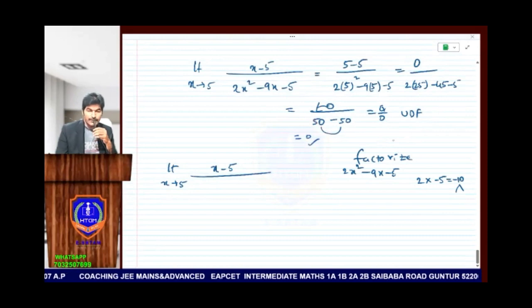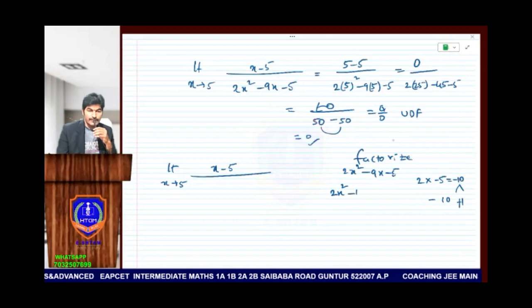You have to find two numbers. 10 and 1 are two numbers. Minus 10 and plus 1 can do this job. So minus into plus, minus 10 ones are 10. Minus 10 plus 1 is minus 9. Understood?